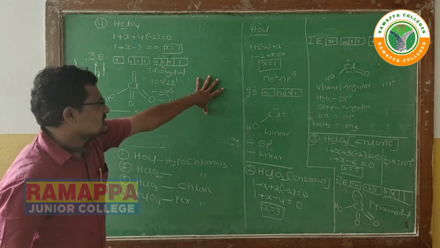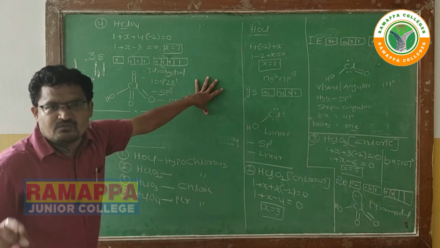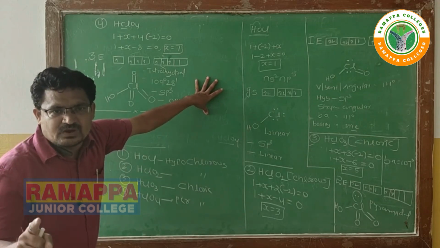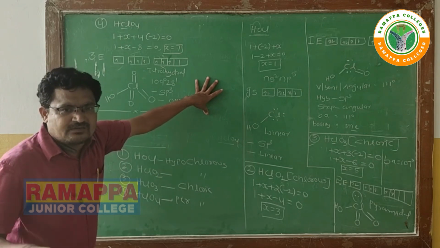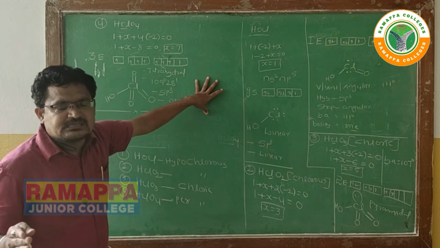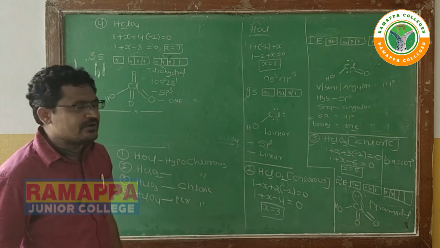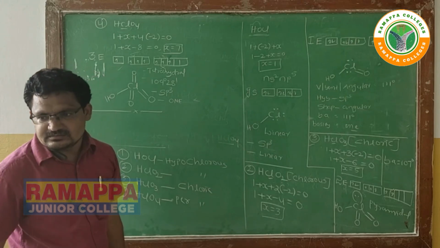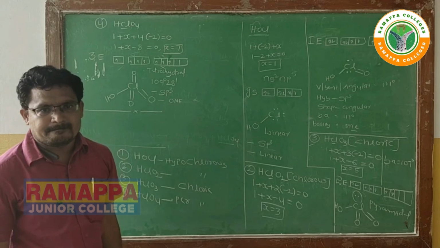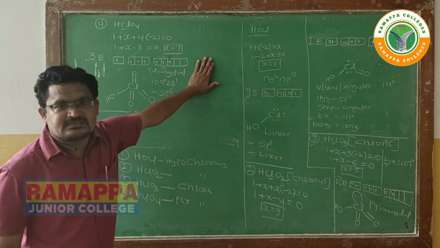Now this is the oxy acids of chlorine, but oxy acids of fluorine are of only one type, that is hypofluorous. But oxy acids of chlorine are of 4 types. Oxy acids of bromine are of 3 types, and similarly iodine also has 3 types. So this is oxy acids of chlorine.